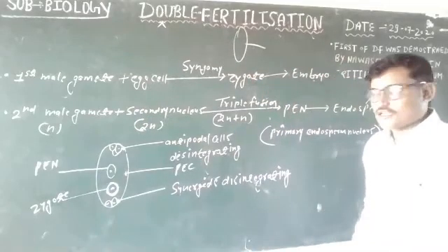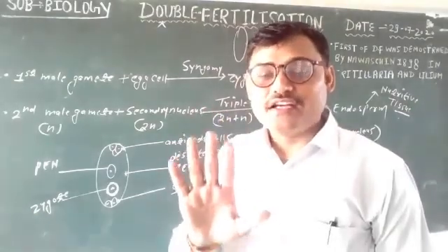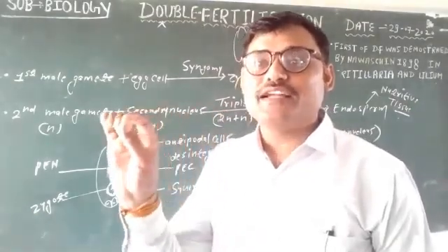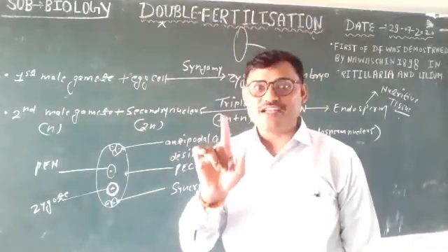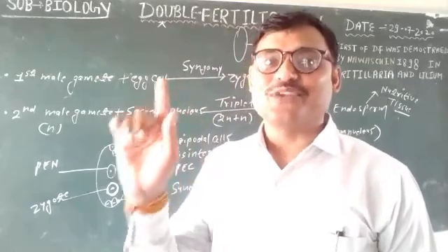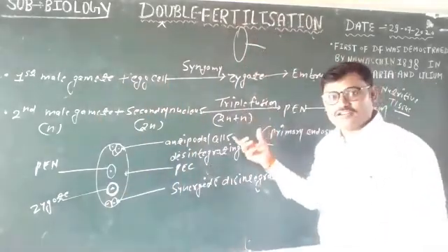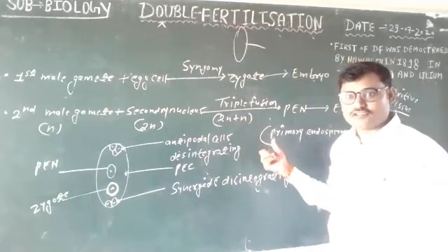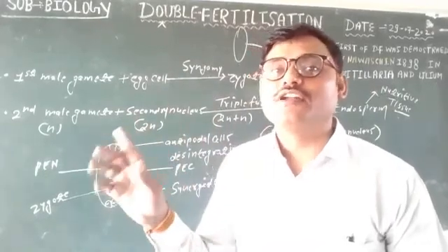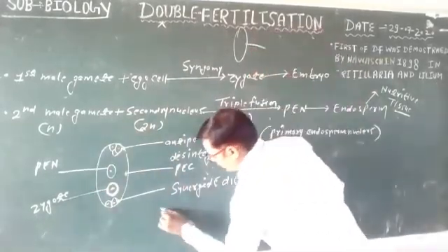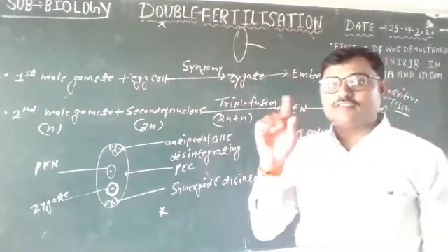Is it clear? Then I would like to ask one question: how many nuclei are involved in double fertilization? This is a very important question. If you have seen all the diagrams clearly, then you can reply with the answer also. How many nuclei are involved in double fertilization? Note down: 5 nuclei are involved in double fertilization.